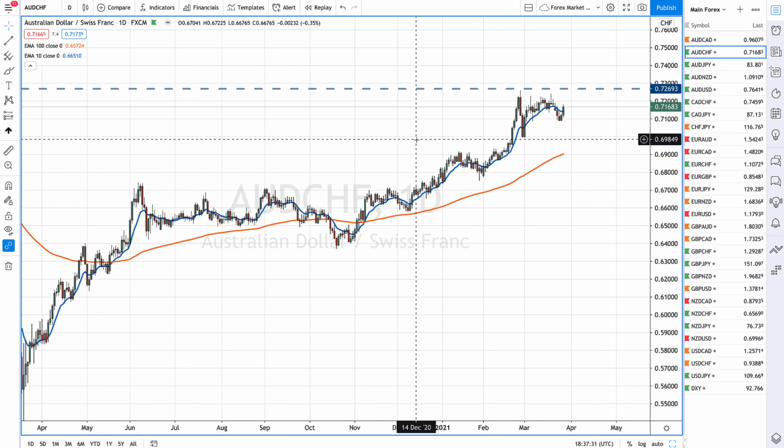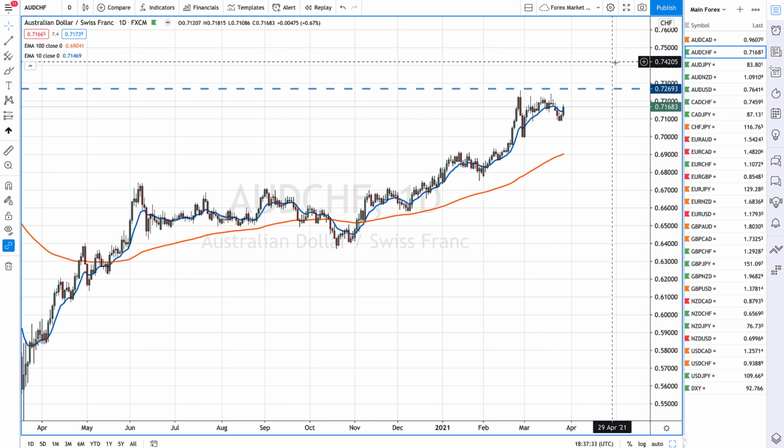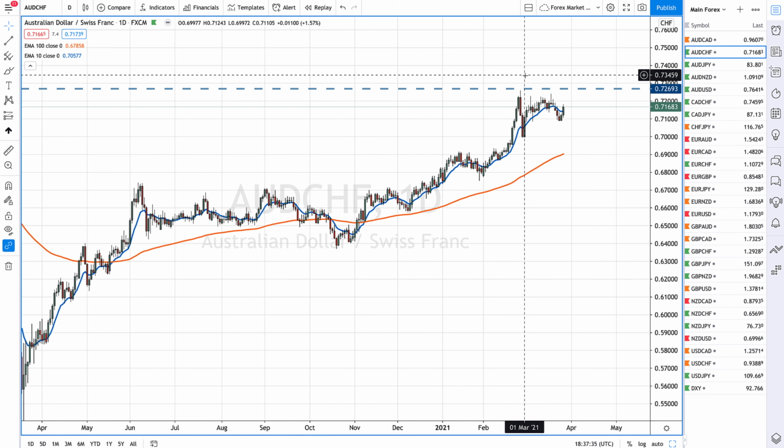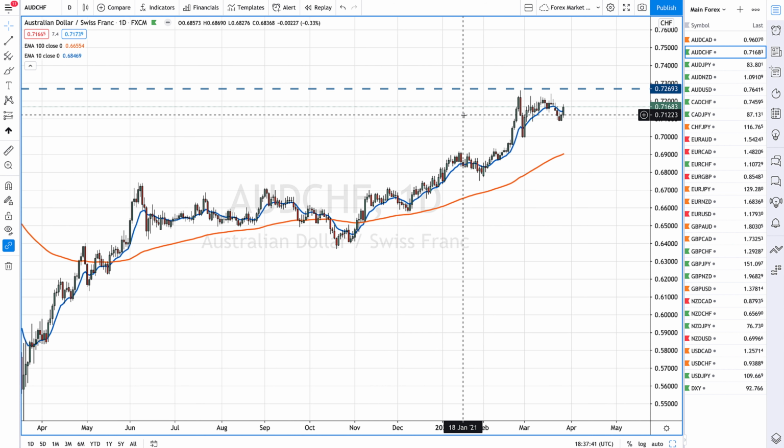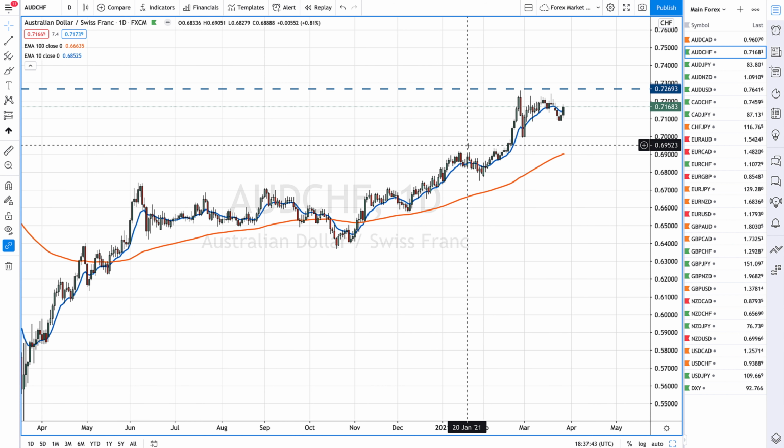So the Australian dollar, across the board, obviously we just spoke about the Aussie CAD, and the CAD's got a lot going for it as well. But if we put the Australian dollar against most of the other currencies, it's going to come out on top. And that's exactly what we've got here with the Aussie franc.